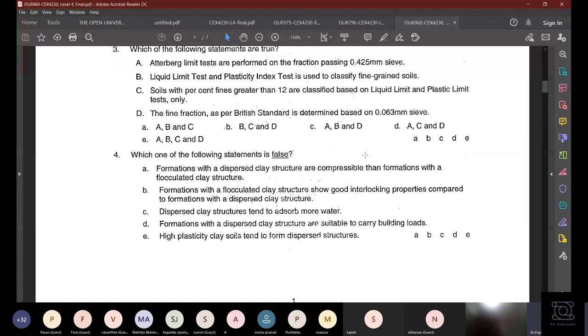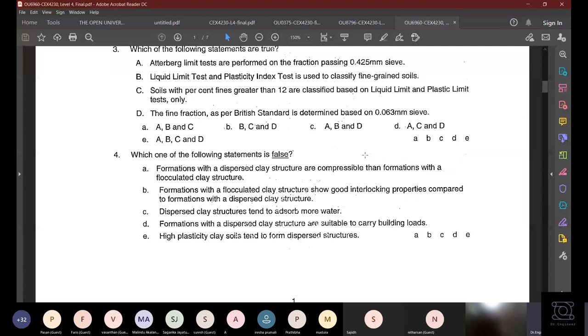I think rather than soil, the C statement is a struggle in English, right? Here they say soils with percent fines greater than 12% are classified based on liquid limit and plastic limit tests only, right? So some might think they are asking about the fines only. Some might think they are asking about the soils, right? So according to that, it might differ, right? So first of all, I thought that should be correct, right?